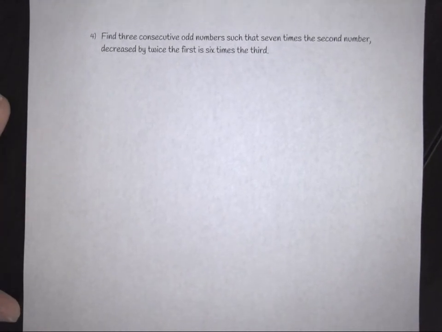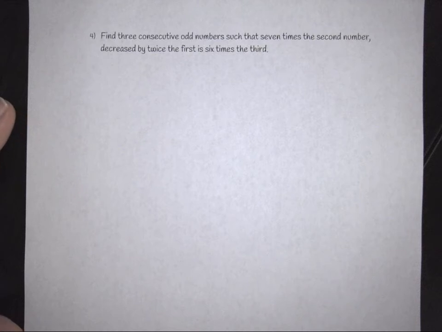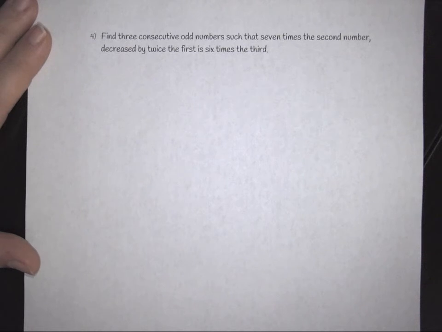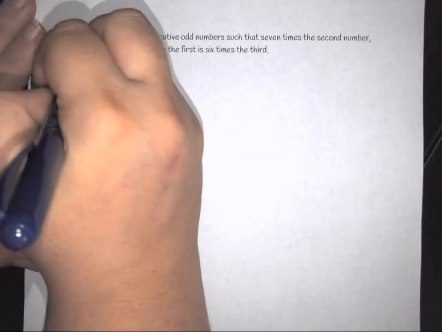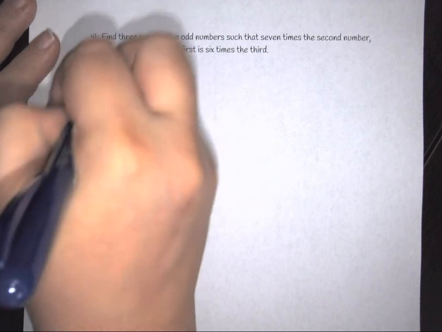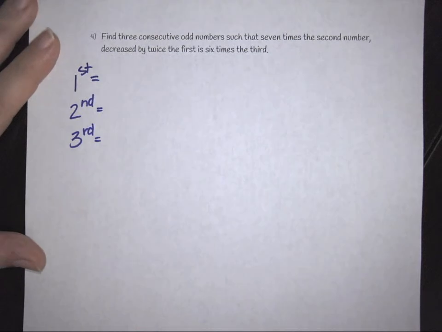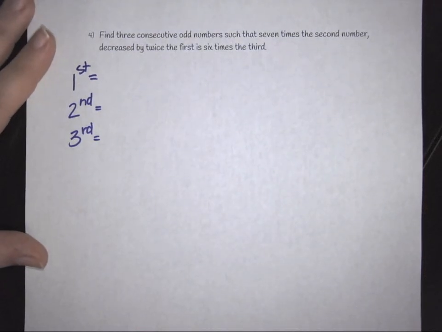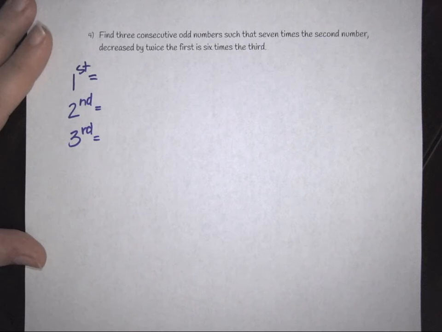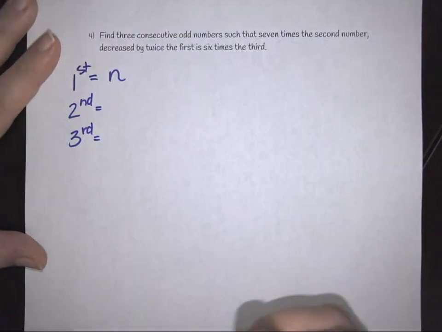Now here I have: find 3 consecutive odd numbers such that 7 times the second number decreased by twice the first is 6 times the third. So there's a few things that I need to recognize here. I have 3 numbers that I have to find: my first number, my second number, and my third number. Before I even get started, I have to put variables to those numbers. So my first number I might call n.